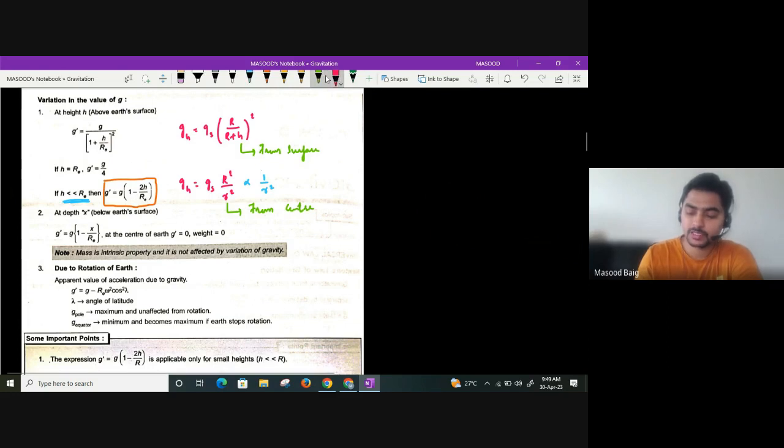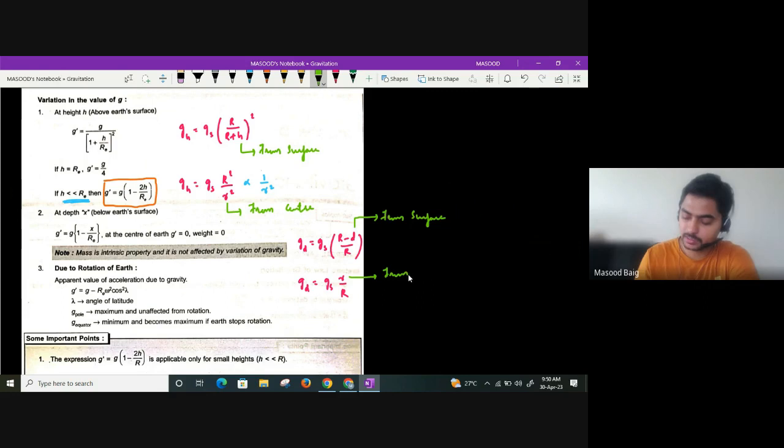In the same manner, what will be the situation for variation at a depth, guys? Variation at a certain depth will be g at surface into R minus d divided by capital R, or I can write it as g at surface into small r divided by capital R. What is d here? d is the depth from the surface. Here h was the height from the surface, and here d is the depth from the surface. Again, small r will be the distance from the center.